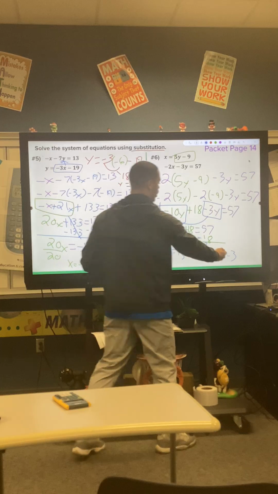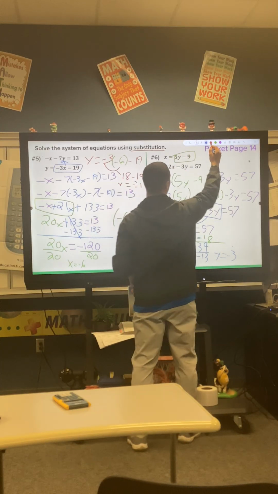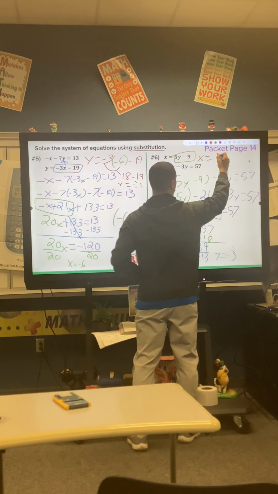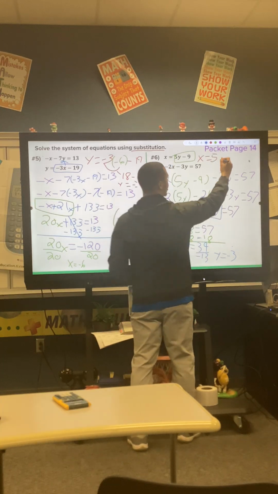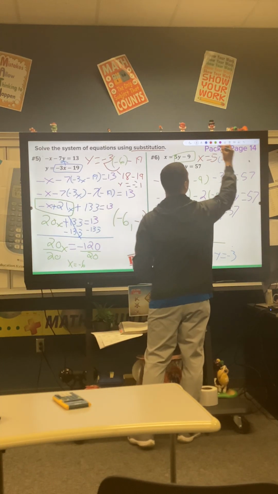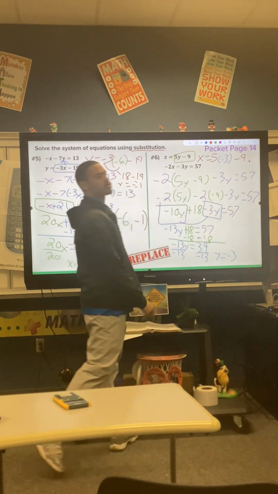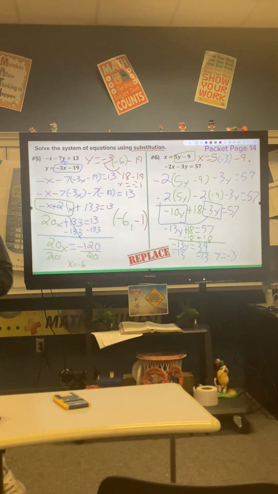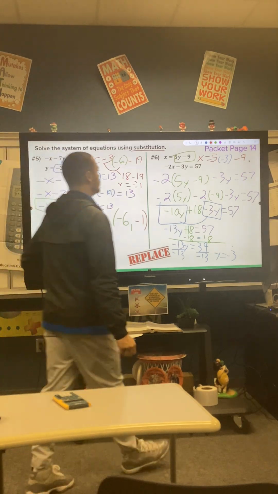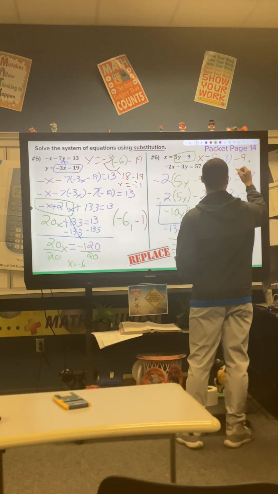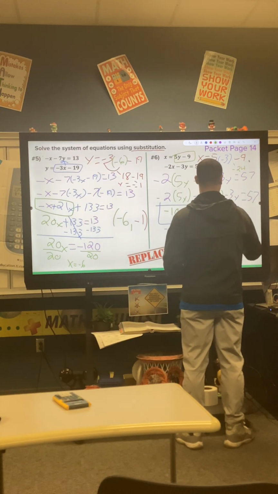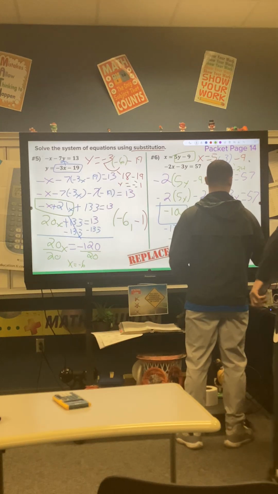So now I'm gonna substitute this in for my top equation, right? So I have x is equal to 5 times my y, which is negative 3, minus 9. You can type that whole thing in your calculator, tell me what you get. Negative 24. Oh, we gotta go. Yeah, I'm trying to hurry to finish. So my coordinate point is negative 24, negative 3.